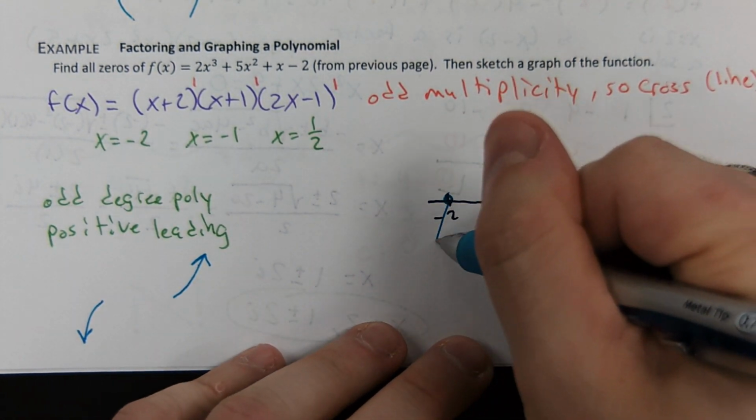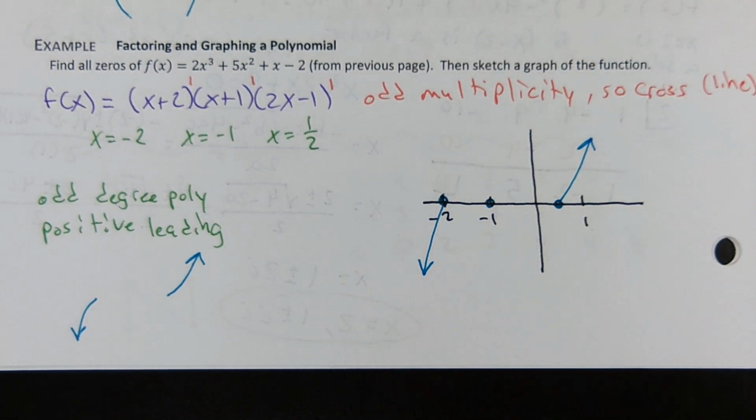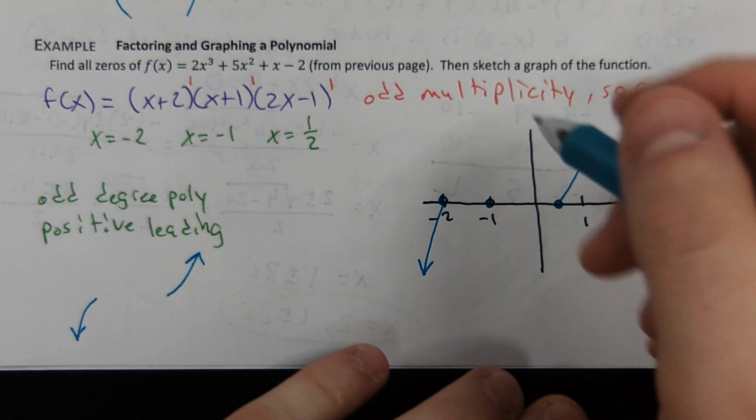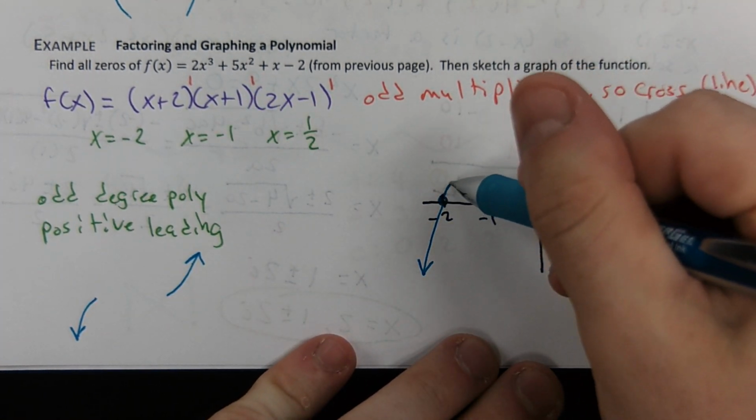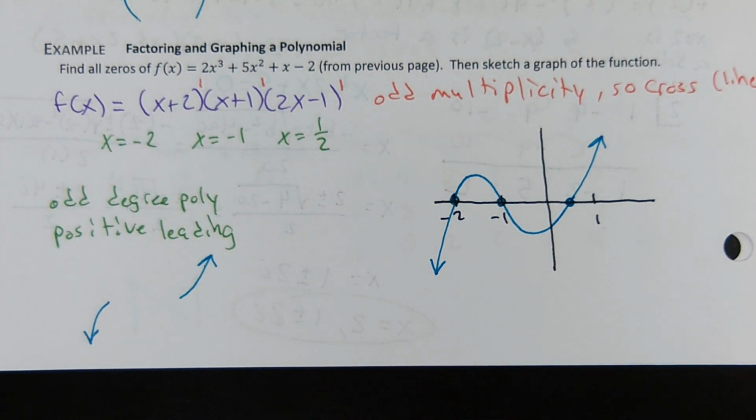So we're going to do this and this. But we know we're going to cross through every one of those x-intercepts as a line-ish thing. So don't get wiggly at the answer. There you go. Good enough. How far up, how far down? I don't know. Who cares? Not important. That is enough at least to know the shape of your graph.